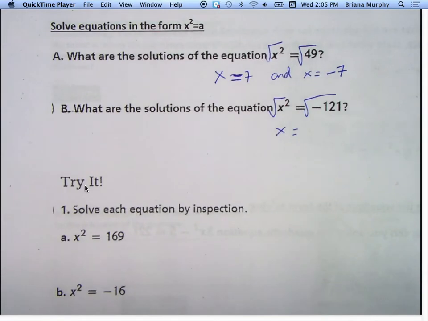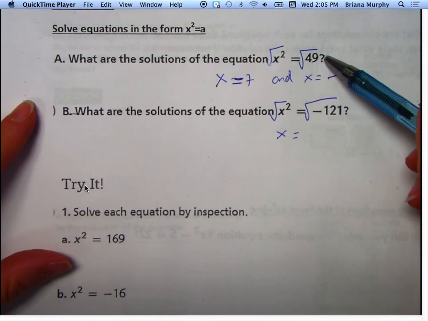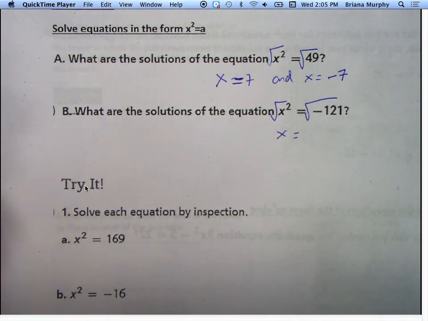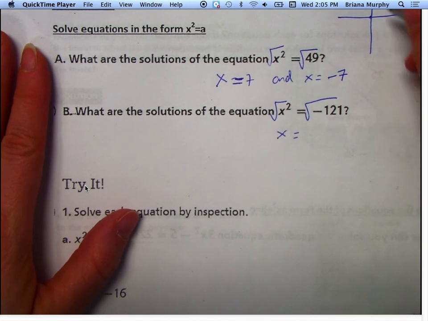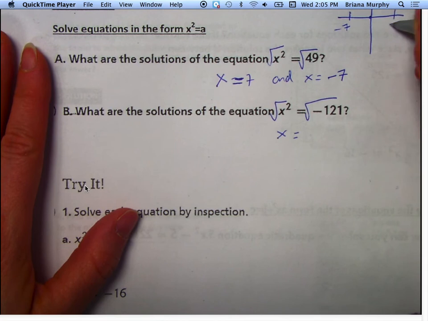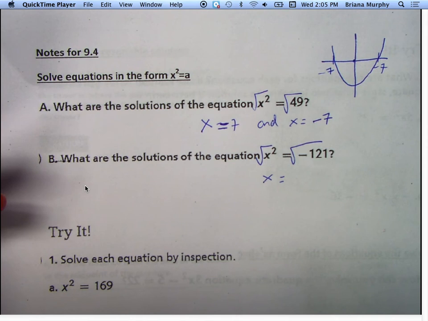As previously discussed, the square root of 49 is positive 7 and negative 7. So this would mean that my two roots would look like this, right? I would go 7, negative 7, positive 7, and I would have a U that looked like that. Okay, that's what it's saying. So that's my parabola.